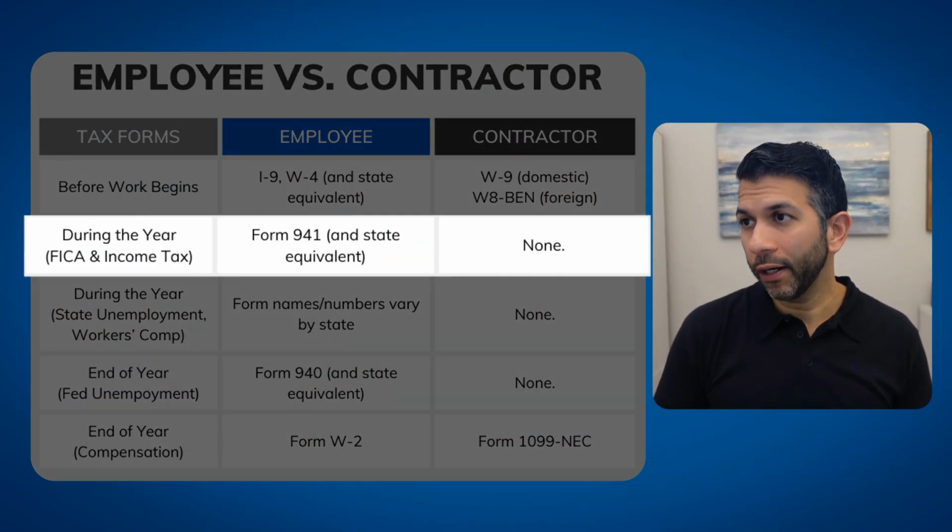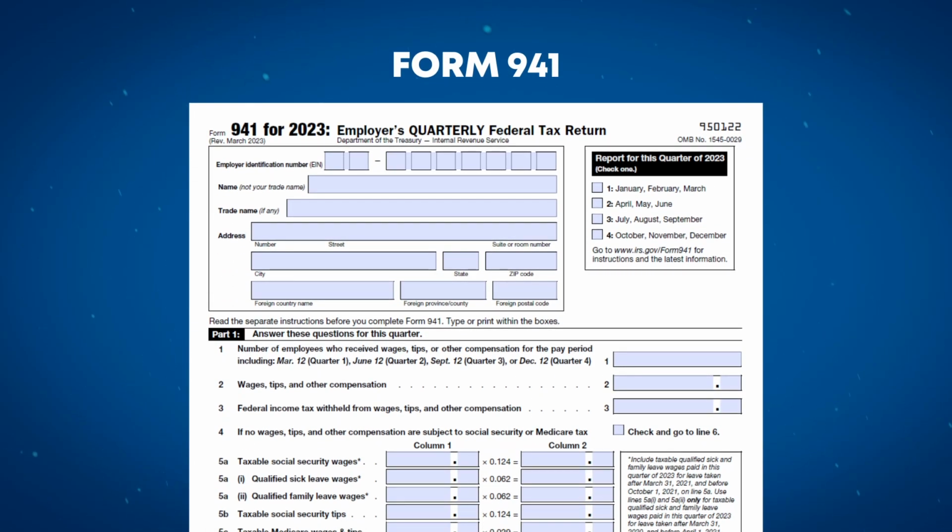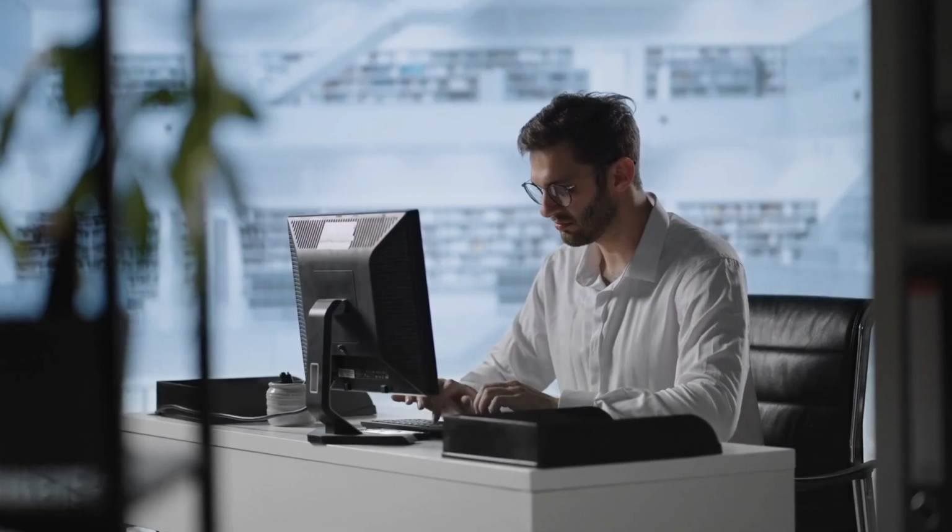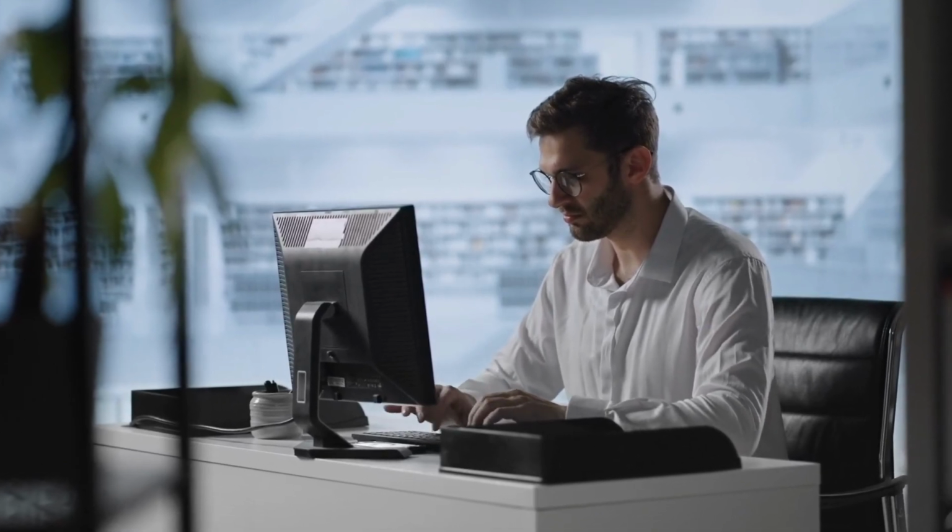Now, during the year, if you're hiring an employee, you've got to file Form 941, typically on a quarterly basis. What is this form? It says, hey, this is the amount of FICA taxes, remember, that's Social Security and Medicare, and income taxes that I've withheld from my employees' paychecks, as well as the amount of FICA taxes I paid as the employer. I'm lumping all that together, telling you how much it is on a form, and I'm going to send you that tax payment as well. That's typically done on Form 941.